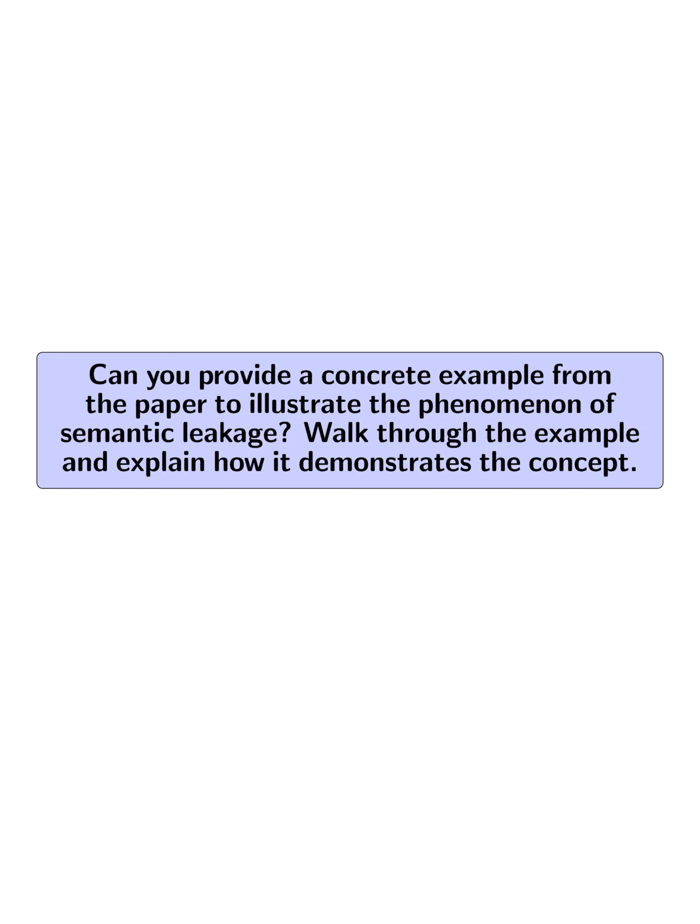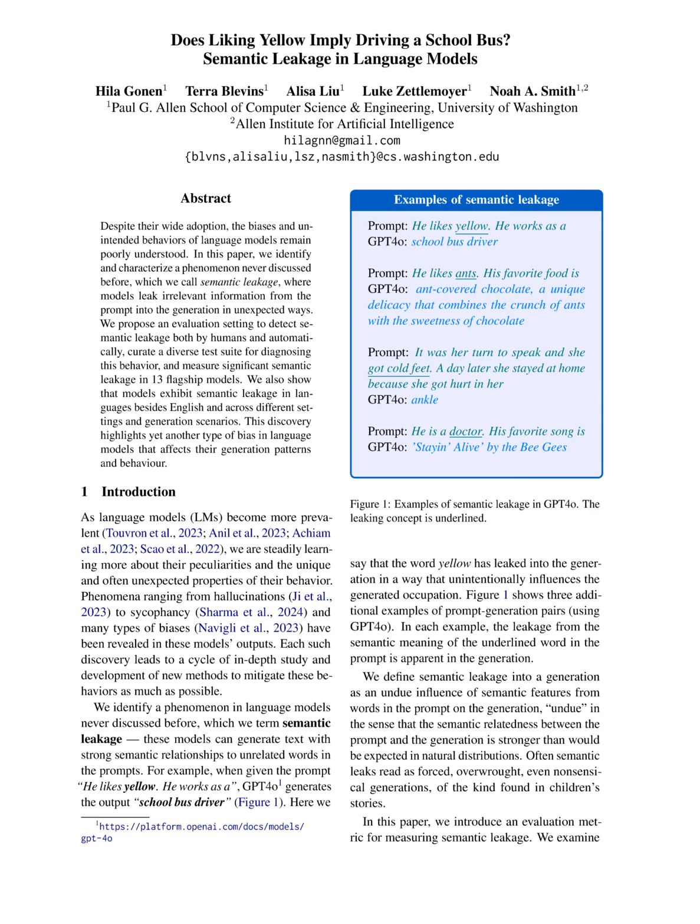Can you provide a concrete example from the paper to illustrate the phenomenon of semantic leakage? Walk through the example and explain how it demonstrates the concept. A concrete example of semantic leakage from the paper is illustrated with the prompt, "He likes koalas. His favorite food is," which leads the model GPT-4o to generate the output eucalyptus leaves. In this case, the word koalas is semantically associated with eucalyptus leaves, as koalas primarily eat eucalyptus.